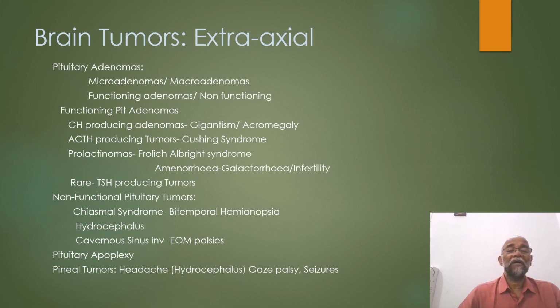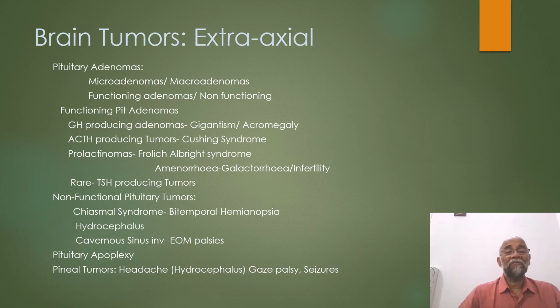TSH producing tumors are rare. Non-functional pituitary tumors produce symptoms because of their growth trajectory and mass effect. Chiasmal syndrome is common, where a patient can have bitemporal hemianopsia because of compression on the crossing fibers of the optic chiasm. Hydrocephalus can occur because of compression and distortion of the third ventricle. Aggressive tumors invade the cavernous sinus and can produce oculomotor palsies.